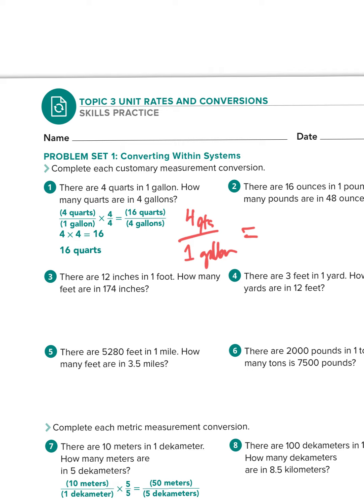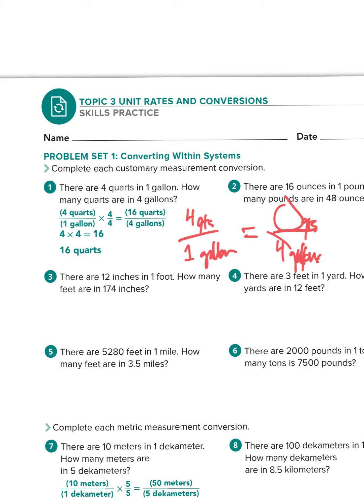4 quarts to 1 gallon. So we have quarts on top on the left. We're going to put quarts on top on the right. We don't know how many quarts there are in 4 gallons. That's what we're looking for. We have gallons on the bottom. We're going to continue having gallons on the bottom. And then we have our situation here. 4 over 1 is equal to what over 4?